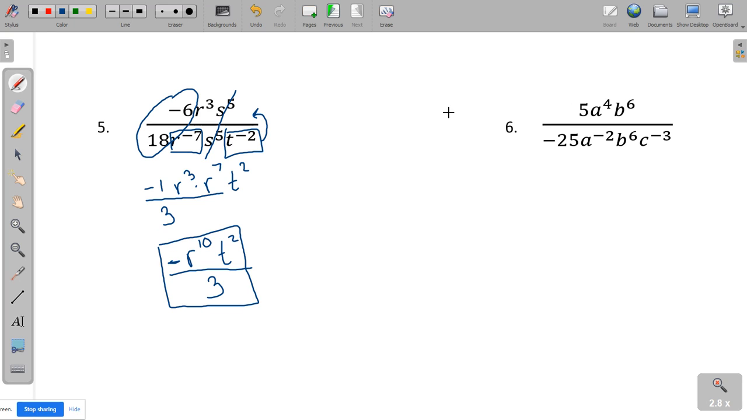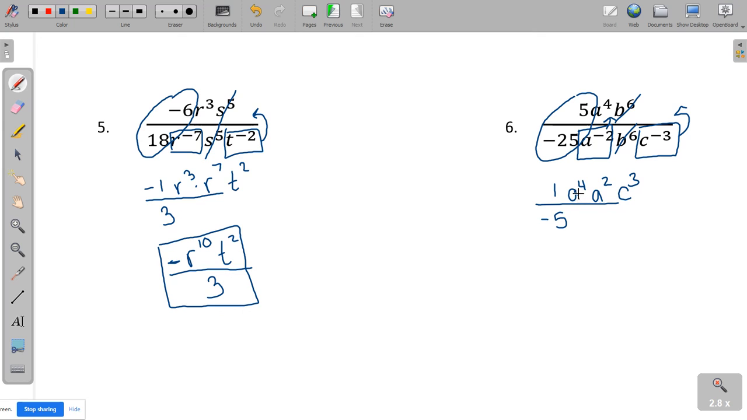Number 6, same thing as we did number 5. Simplify the coefficients here. 5 and negative 25 simplifies to 1 over negative 5. Bring the negative with it. Now let's look at our a's. We have a to the 4th, bring him down, but we have an a to the negative 2nd. Bring him up. So we get a to the positive 2nd. B to the 6th and b to the 6th, same thing on top and bottom, so we can cancel them out. And c to the negative 3rd, bring him up.